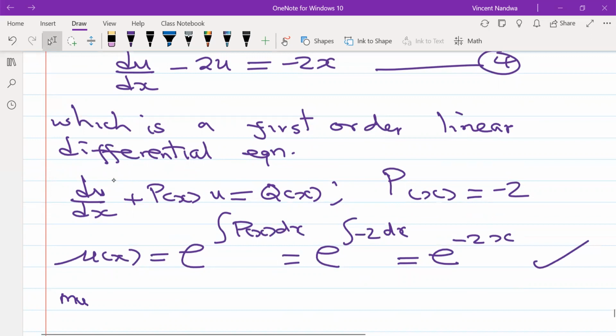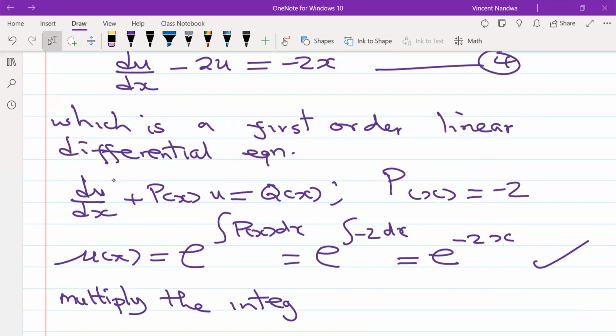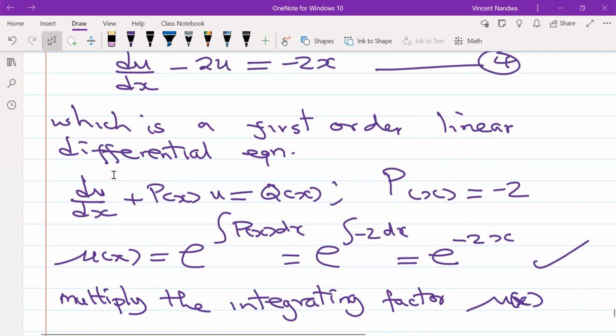Now multiply the integrating factor mu of x on both sides of 4.